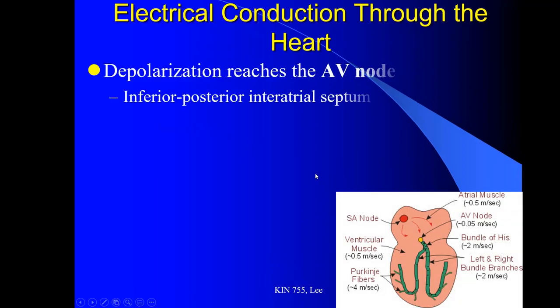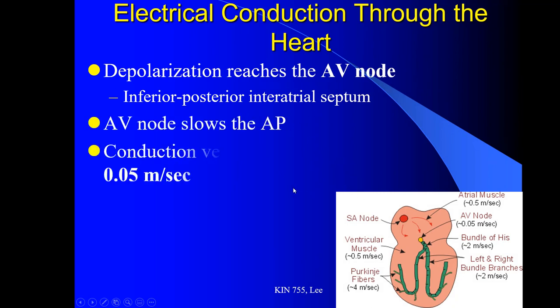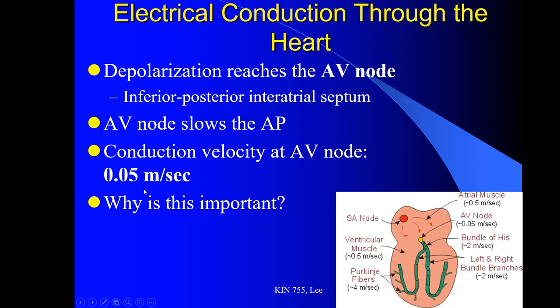And then when it gets to the AV node, it slows down. And look at the speed, it completely dropped. So the speed of electrical conduction at the AV node is 0.05 meters a second. So this is where you get that delay due to the narrowing of the fibers. So again, why is this important? It allows the atria to contract before the ventricles. That way we optimize the filling of the ventricles before they contract.